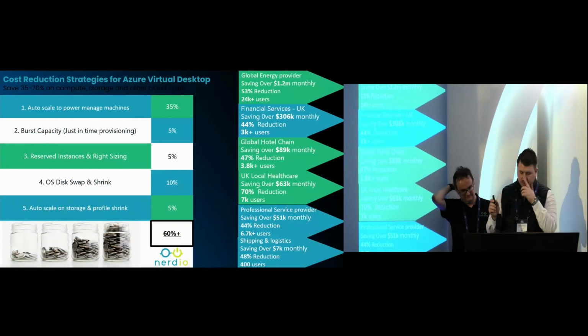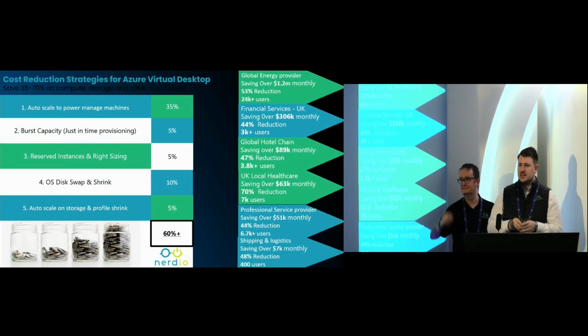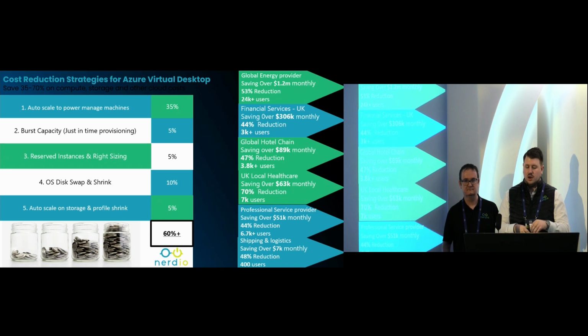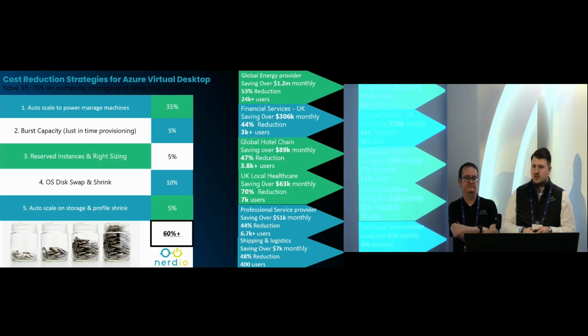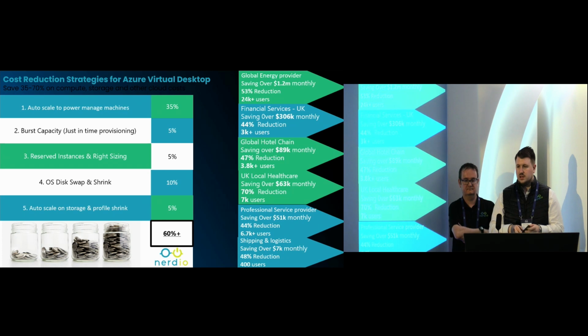Finally, on the savings, and we're wrapping up after this slide, the last time I was here, if anybody was here in November, I showed a similar slide to this one, showing some of the cost savings that Nerdio was driving in customers' environments. We took some real use cases. On the left-hand side is just some examples of where Nerdio can save costs: on auto-scaling, on just-in-time provisioning, on reserved instances and right-sizing recommendations, OS disk swap and shrink, and on the profiles as well. But on the right-hand side of the screen is where the real interesting information is.